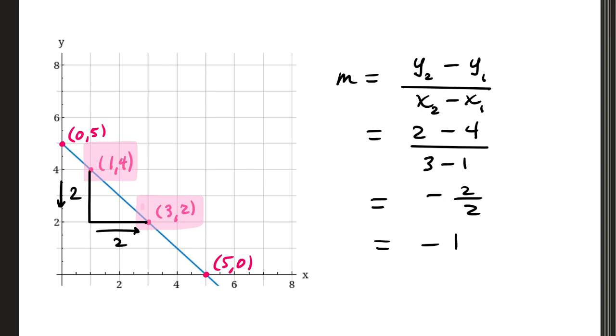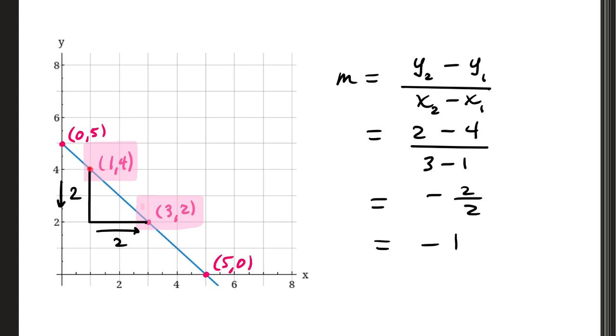In this example, we have a line that is going downhill. Now, it passes through multiple points on our grid. We just happen to choose (1, 4) and (3, 2). Now, to get from (1, 4) to (3, 2), we have a vertical fall of 2 units and a horizontal run of 2 units. Using our formula, we have 2 minus 4 over 3 minus 1. Notice we subtract in the same direction. It's okay to subtract in either direction, just be consistent with your direction.